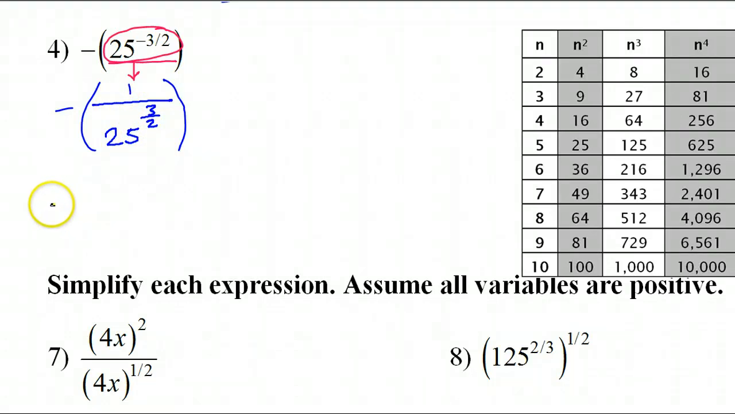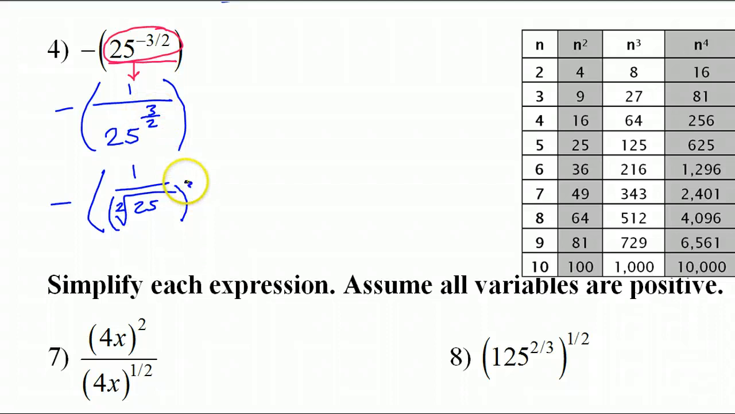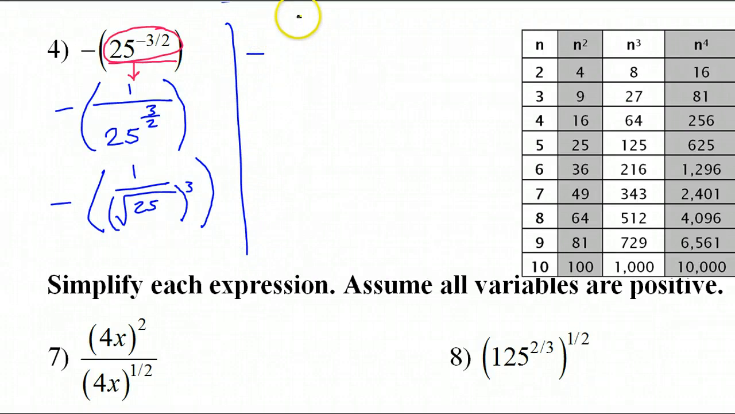So this is going to be negative 1 over, and this is power over root. So it is the second root of 25, which will be raised to the third power. Of course, second root is just a square root. We don't put the 2. So now the square root of 25 is just 5. Okay, so there's my square root of 25. And then it's to the third power, so I have 5 to the third power.